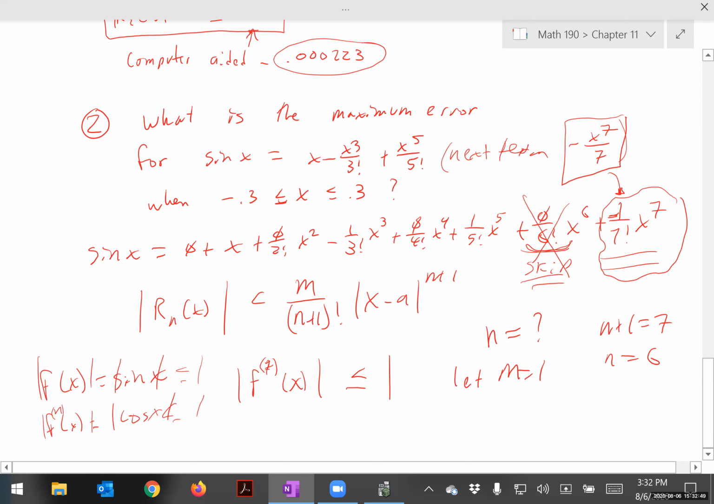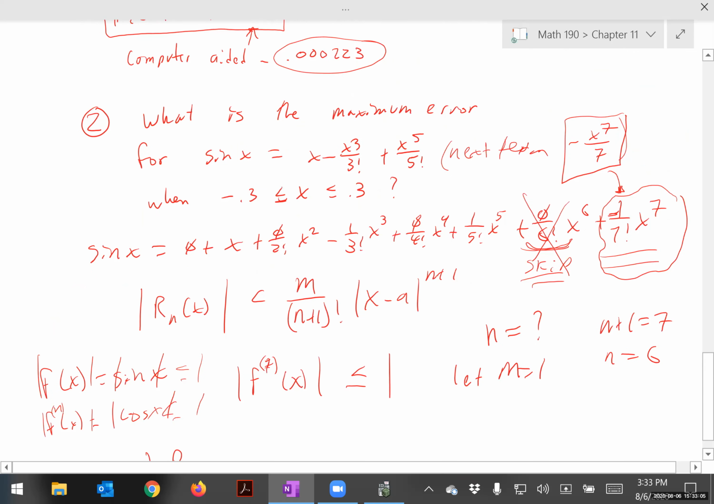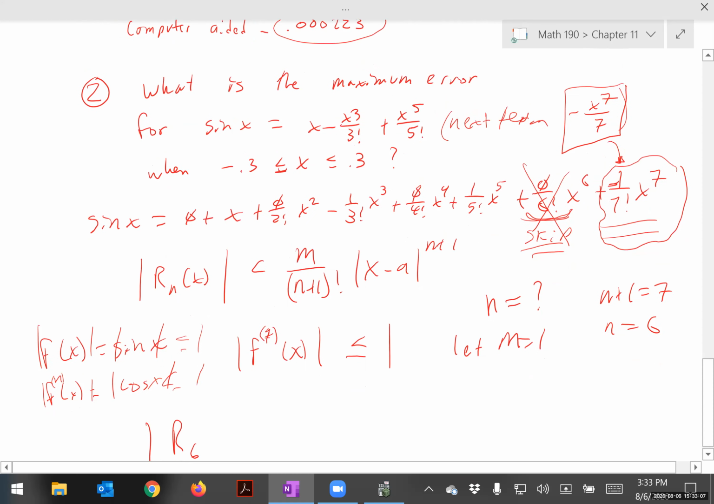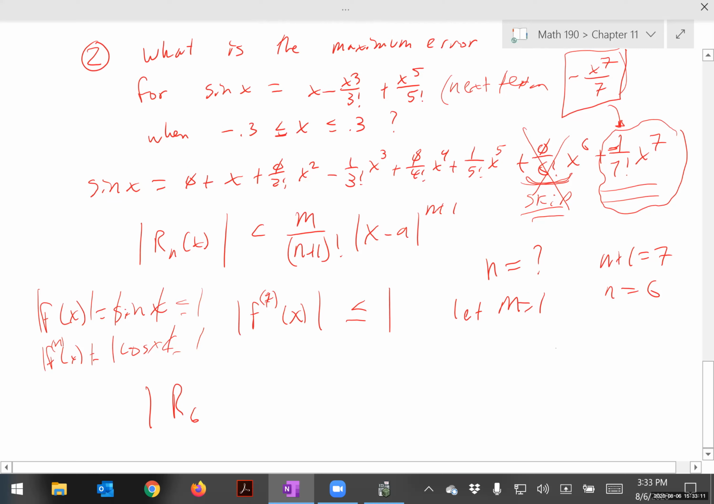So now let's plug in what we know. Let's do the absolute value of R n. What's n in this case? It's 6. It is not 3. Why is it not 3?